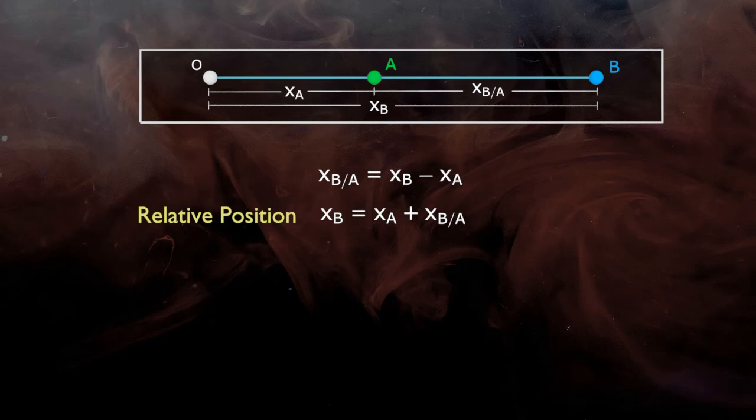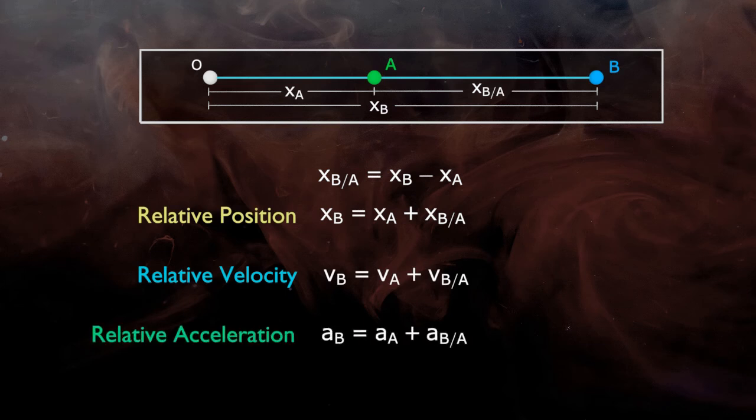Similarly, rate of change of relative position gives relative velocity. So vb is equal to va plus vba. And rate of change of velocity gives relative acceleration of B with respect to A, and so we get this equation. These equations are valid for independent motions only.